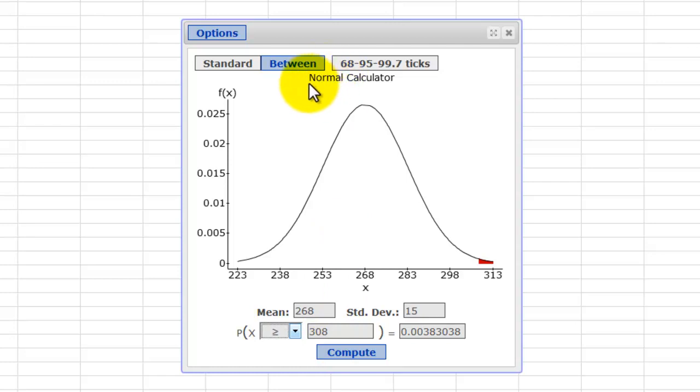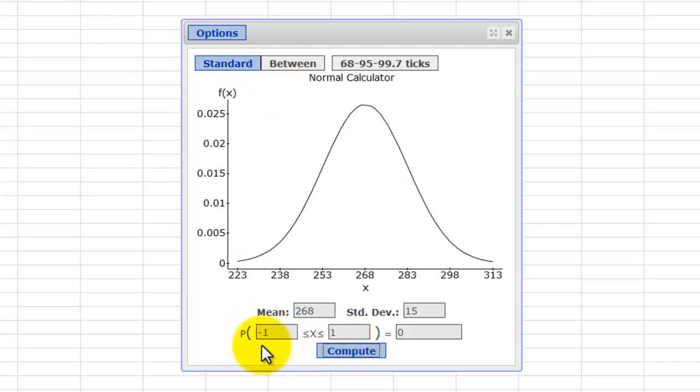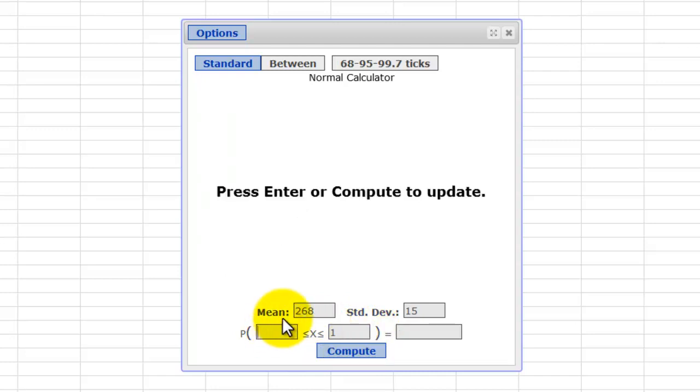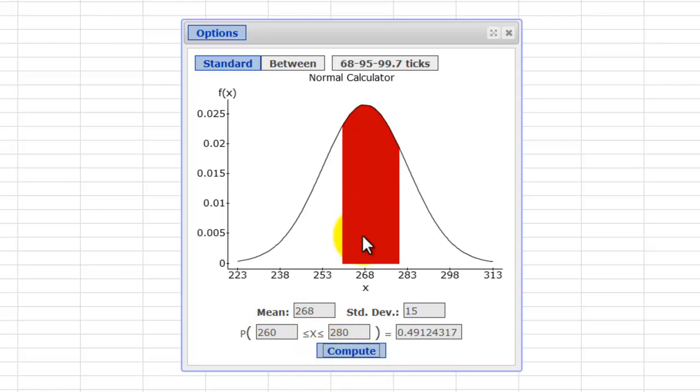By the way, if you wanted to do a between probability, you could hit between here, and notice it opens up this inequality to have a left side and a right side. So let's say we were curious what's the probability that a pregnancy would last between, let's say, 260 and 280 days. Now I just made this up, but you can see I can put those two values in and hit compute. And as you can see, there's a vertical bar. The shading begins at approximately 260, and right here where we would expect 280 to be.